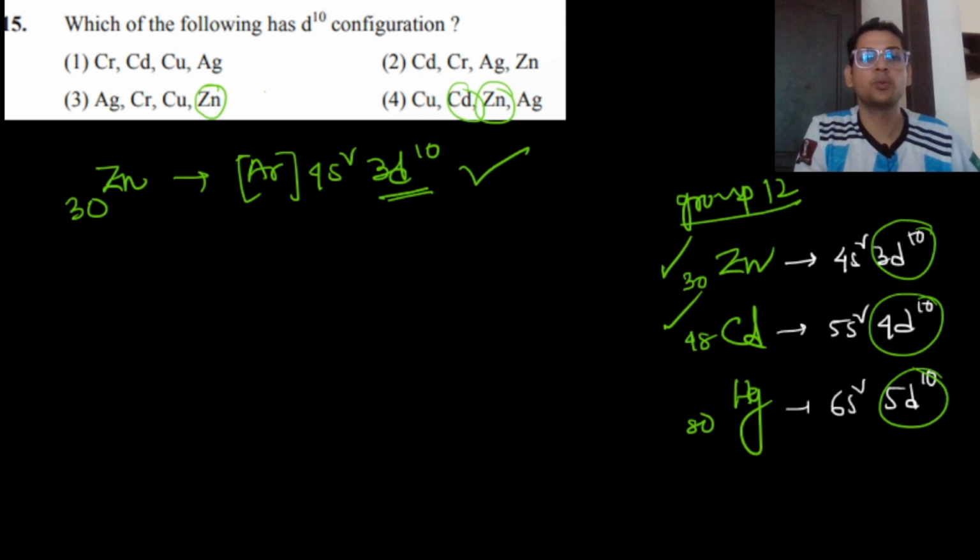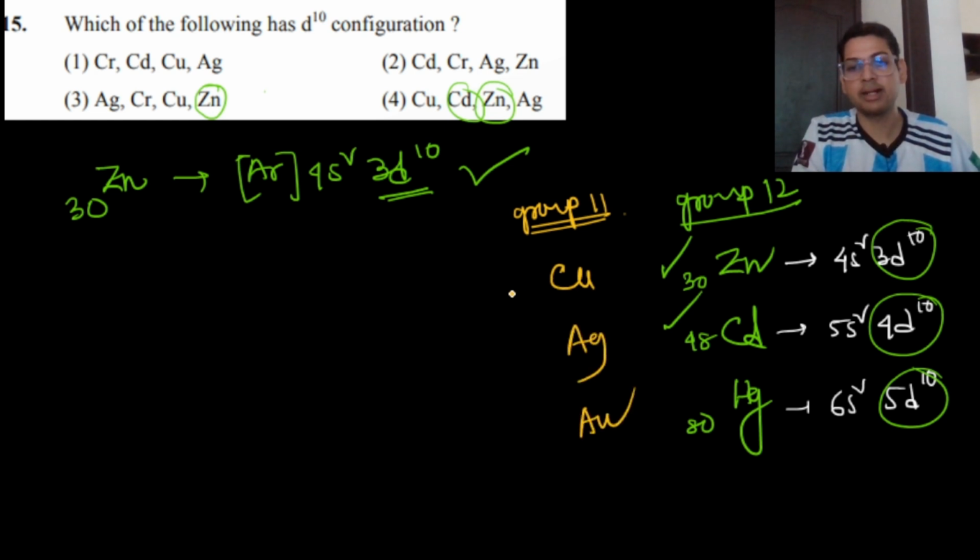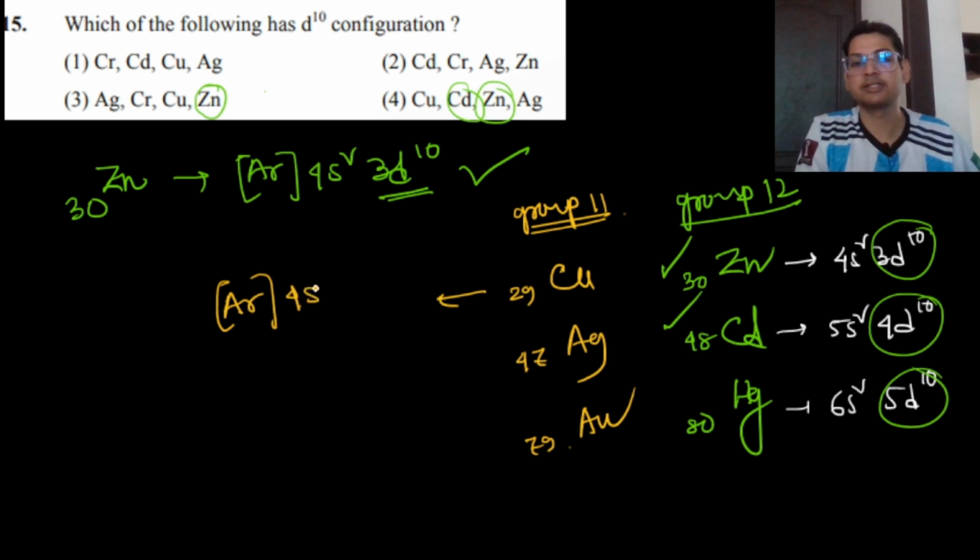Okay sir, what about group 11? In group 11 we have copper, Ag and Au. Copper is 29, this is 47, and this is 79. Okay sir, copper, what is the electronic configuration? I have copper as argon, there is an exception, it is 4s1 3d10. Sir, 4s1 3d10 means it's matching.